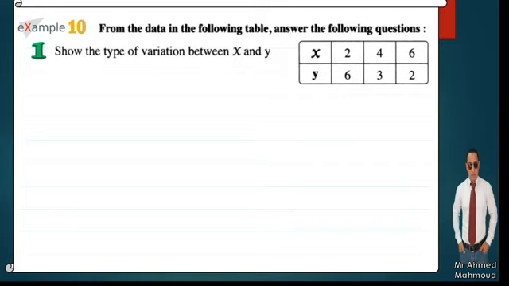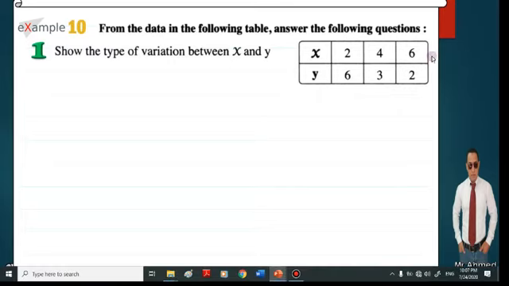In this example, show the type of the variation between x and y. From the data in the following table, answer the following questions. Show the type of variation between x and y. By looking at x, we have 2, 4, and 6, it increases. By looking at y, 6, 3, and 2, it decreases. So here we have increase, and here we have decrease. This is an inverse relation between x and y.